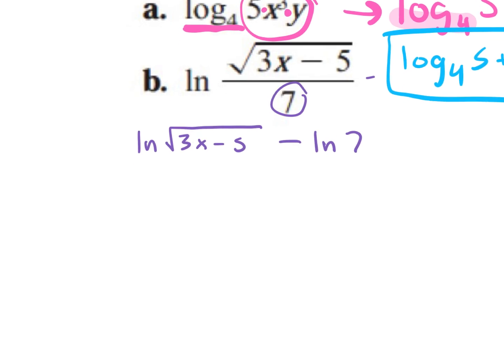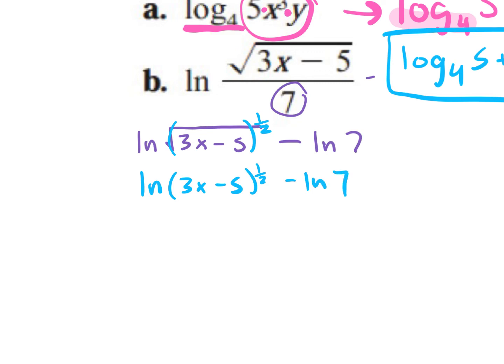Now next, I know what to do when I have an exponent, which the square root is essentially the same thing as an exponent. The square root is the same thing as saying to the 1/2 power. So this is ln of 3x minus 5 to the 1/2 power minus ln of 7.